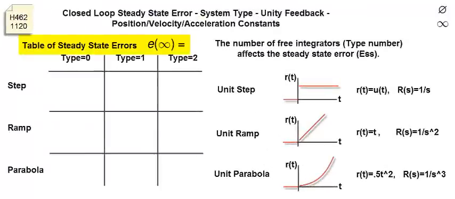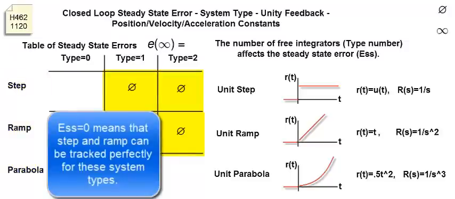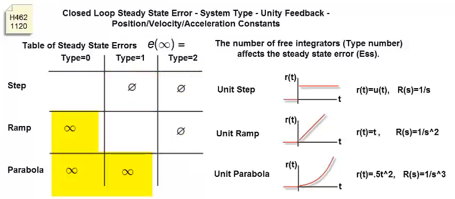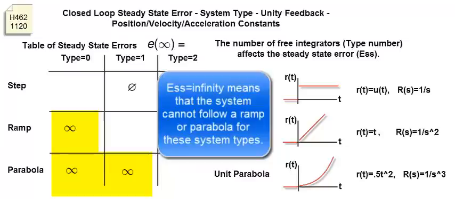Here's a table to summarize our steady-state errors, that is, the error at t equals infinity, based on the system type number and based on the kind of input signal. A zero steady-state error means that the step and ramp can be tracked perfectly for these system types. A steady-state error of infinity means that the system cannot follow a ramp or a parabola for these system types.